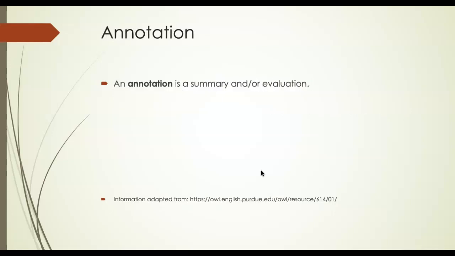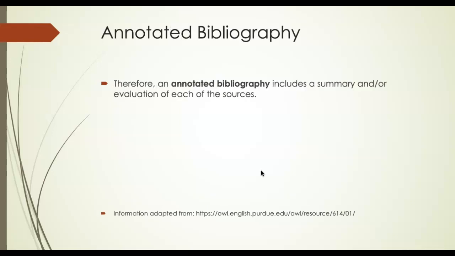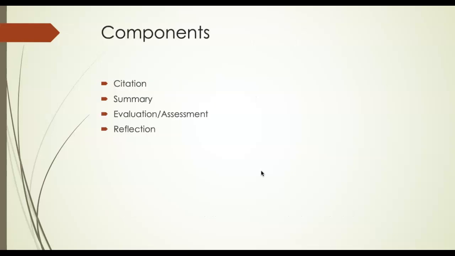An annotation is a summary or an evaluation of a bibliographic piece of information. So an annotated bibliography includes a summary or an evaluation of each of your sources. What this shows is: here's my source information, here's my bibliographic information, and then from reading the source, this is what I know. So there are four basic components to all strong annotated bibliography entries.